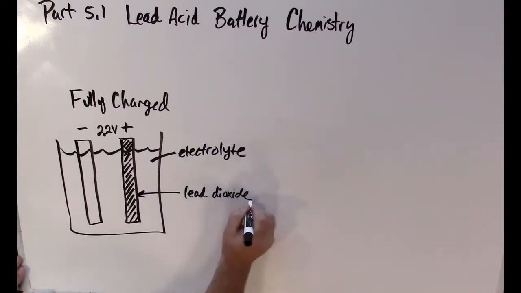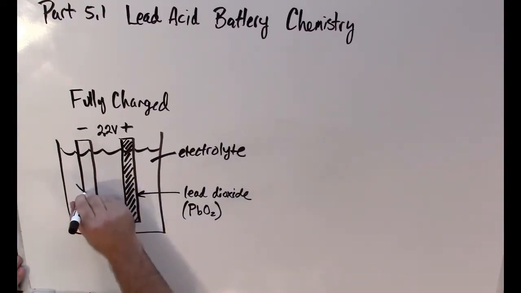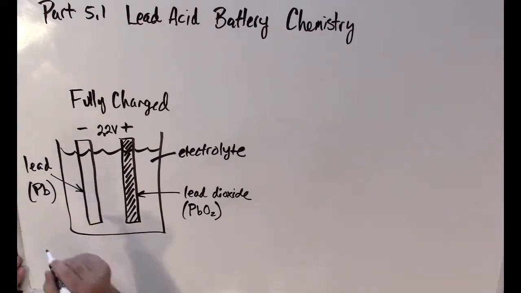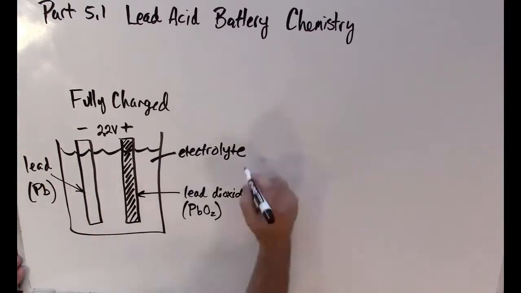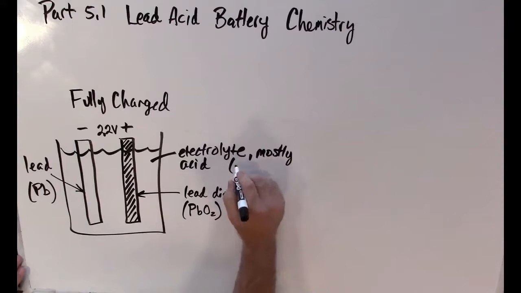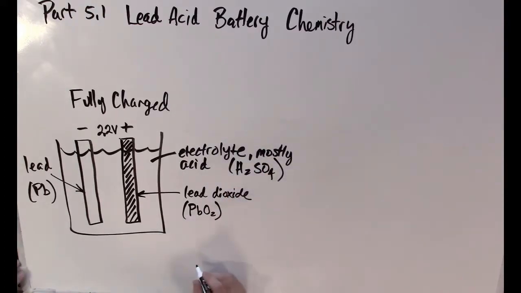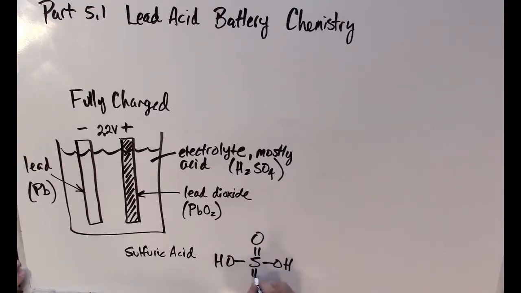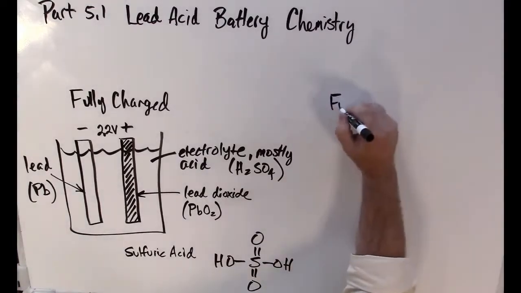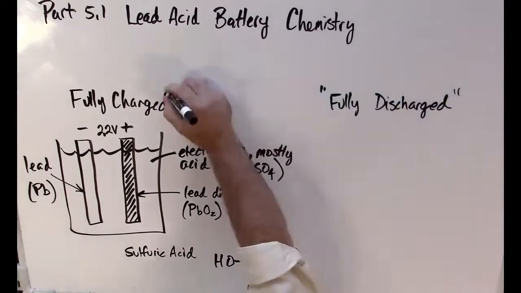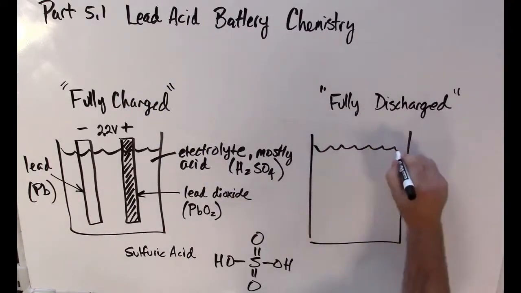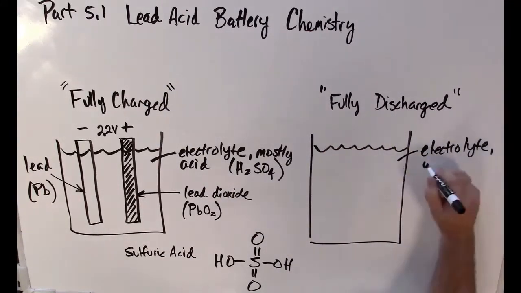The cathode is covered with a lead dioxide paste, and the anode is covered with a lead paste. And the electrolyte on a fully charged battery or a fully charged cell is sulfuric acid, H2SO4. And when you build this configuration, they will naturally measure a voltage between the anode and the cathode of 2.2 volts. Now, that's a fully charged battery.